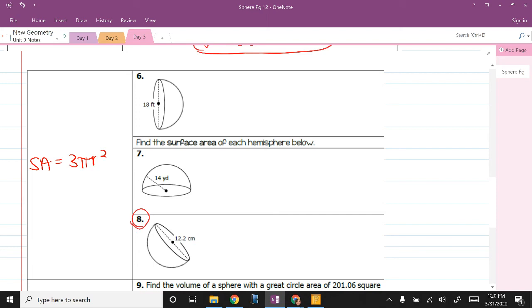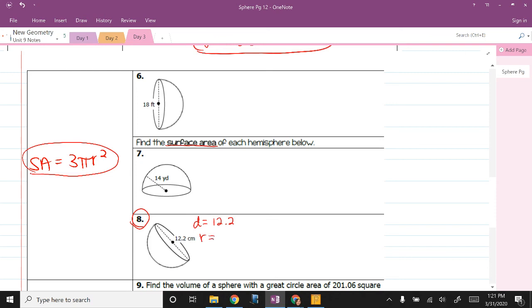So I brought my equation down here for surface area of a sphere just because I didn't have it written on that page. So I'm on page 13 now, and I'm going to do number 8. And the directions say to find the surface area of the hemisphere. So I have half a sphere, and I'm going to find the surface area. So the surface area is 3 pi r squared. Well, on number 8, they didn't give me a radius. They gave me a diameter of 12.2.